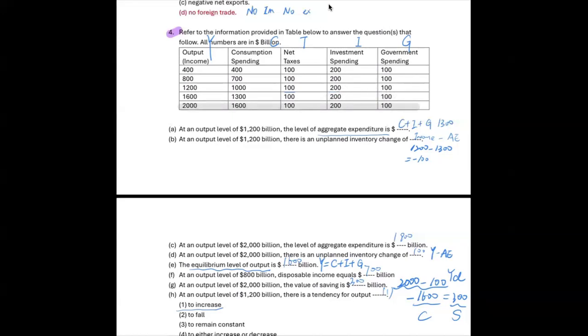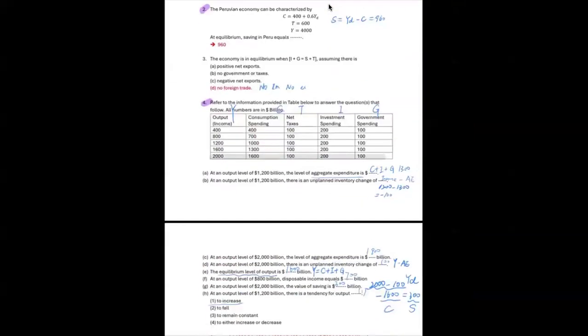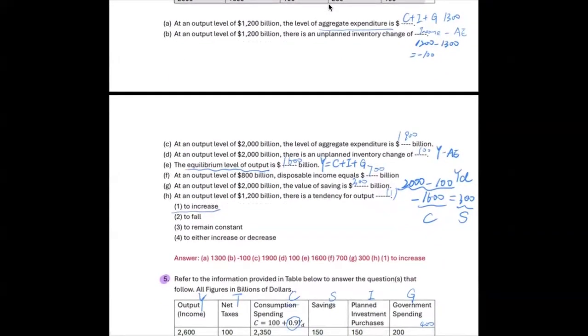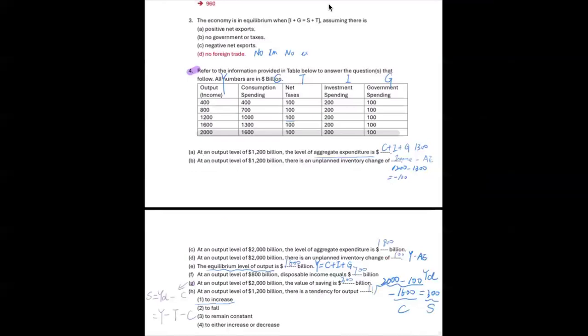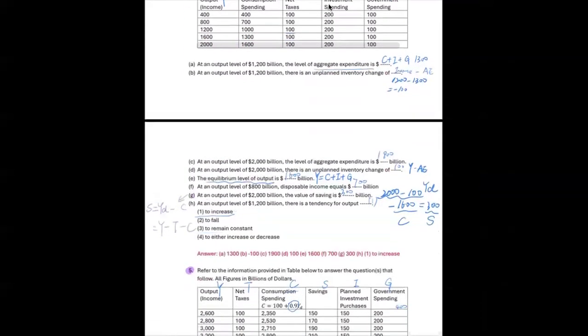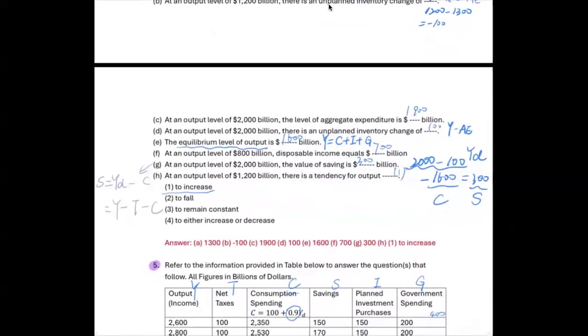What is the value of saving? Do you remember the savings equation from our equation 6? Saving is disposable Y subtract consumption, and disposable Y is Y subtract T. So you only need to look at Y, T, and C: Y subtract T, subtract C. The remaining part would be your saving. So the saving would be 300 billion.